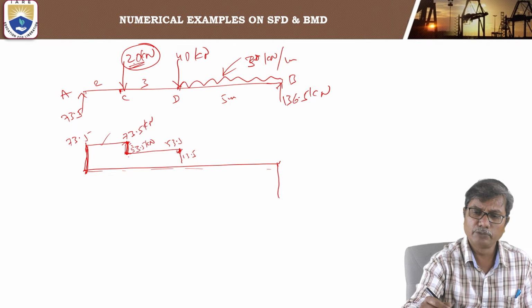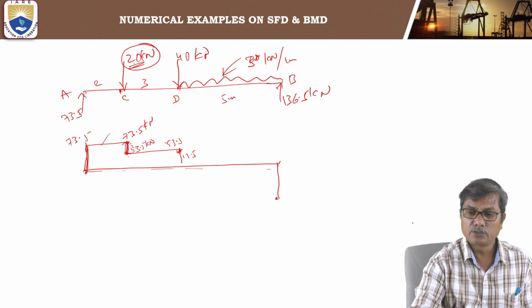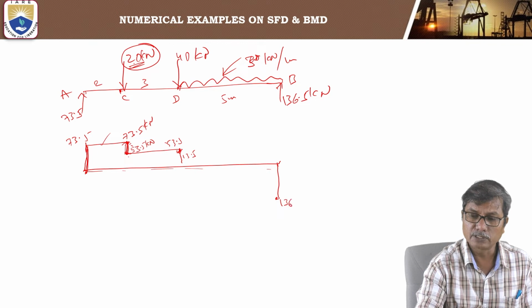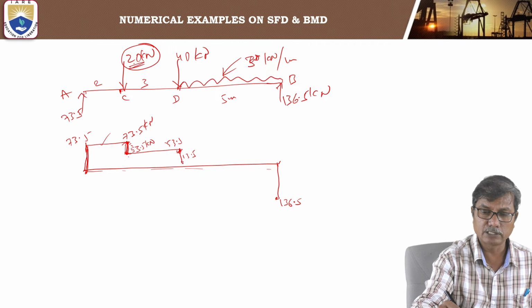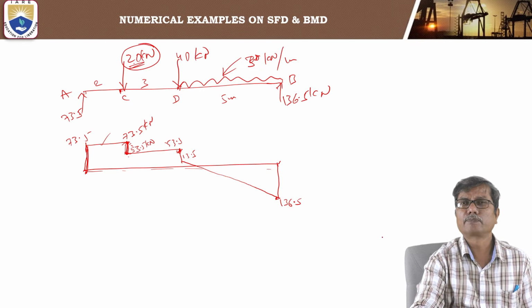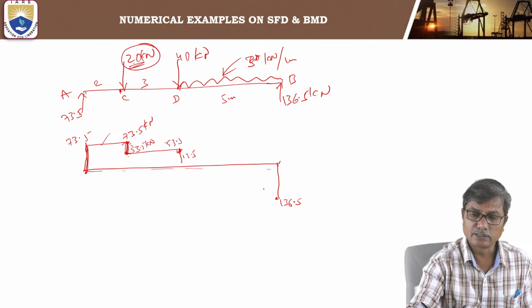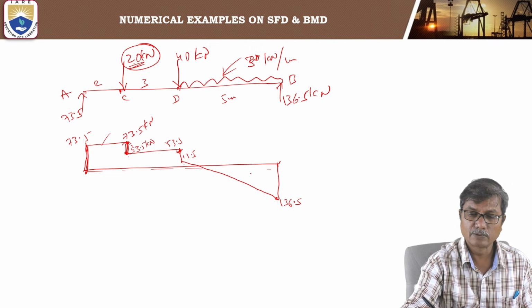Now between D and B, the shear force varies from plus 13.5 to minus 136.5. That variation is linear. Linear variation means it is a straight line. This will be a straight line.